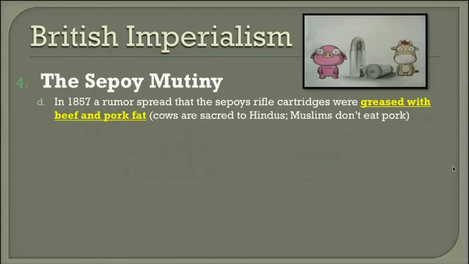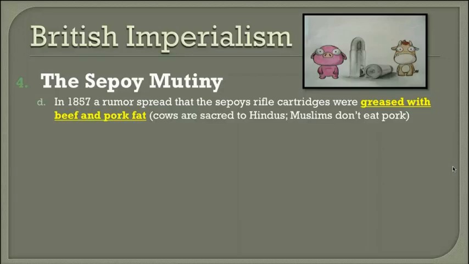So the Sepoy Mutiny starts when in 1857 a rumor spreads that Sepoy rifle cartridges were greased with beef and pork fat. Now, you would grease them, obviously, so that they could reload and the guns wouldn't jam. I mean, you needed that lubricant there. But look at what's going on here. Greased with beef and pork fat.